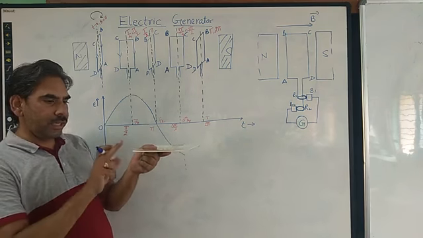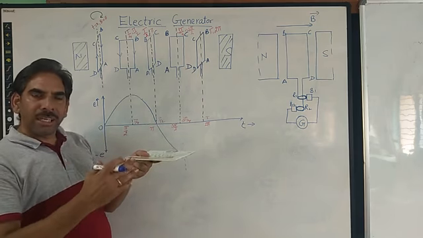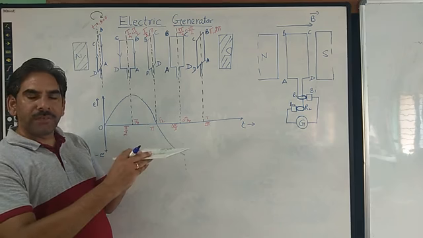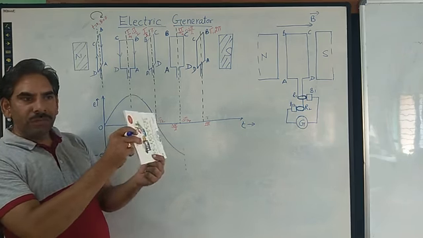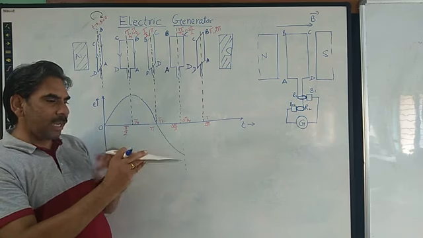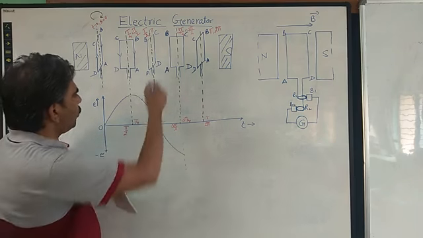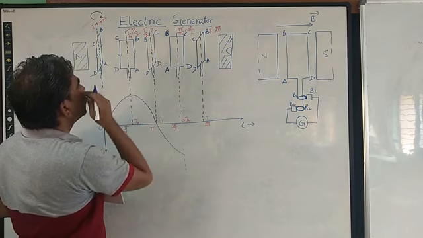Now this is the situation. It is the AB arm, it is the CD arm. Now we are rotating the coil from the state where the rate of change of flux is maximum to the situation where the rate of change of flux is minimum. So the AB arm goes in the upward direction.